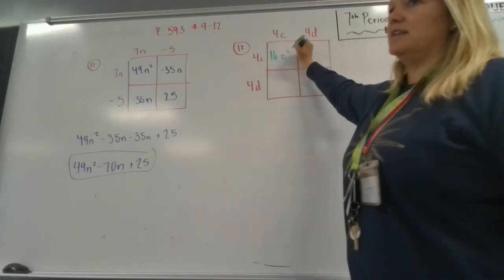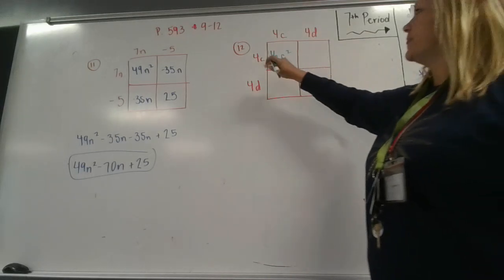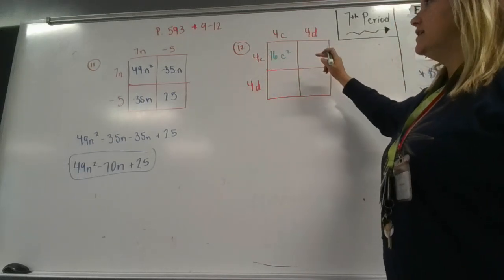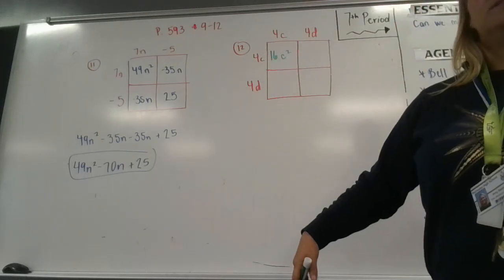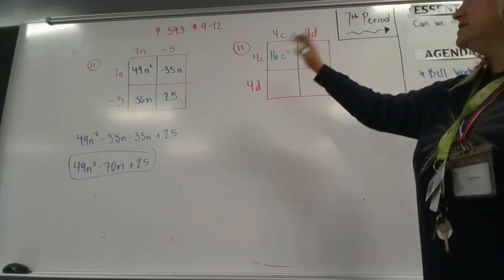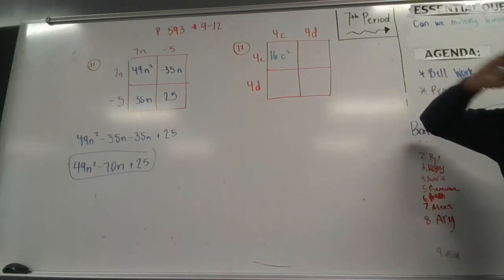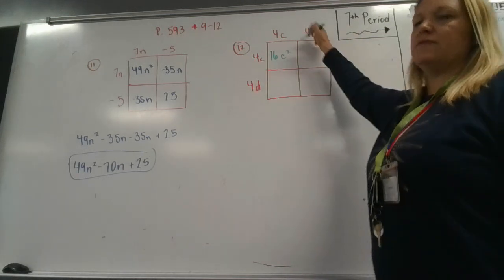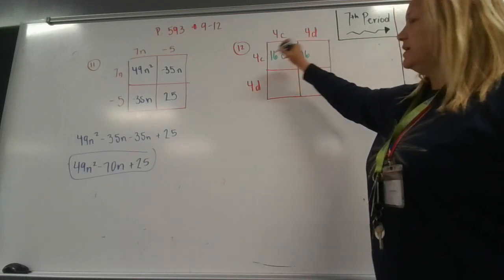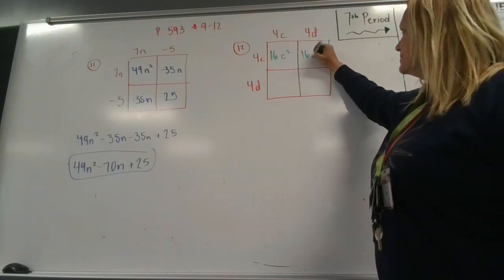Okay. 4 times 4, 16. c times c is c squared. Wait a minute. Yeah, 4 times 4 is 16. Yep, c times c is c squared. Now, how do we do this one? It's still 4 times 4 is 16. But now we have cd.